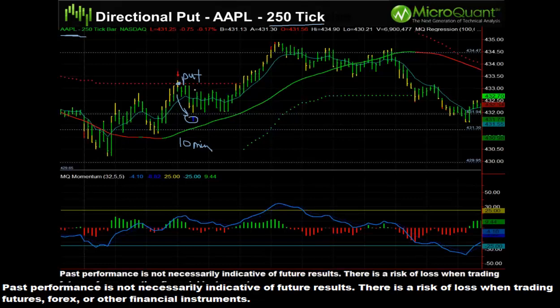But again, I'm kind of wanting to pull away from that. That's not the focus of what I'm trying to demonstrate. What I'm trying to show is just how we utilize directional puts. Again, this could be Monday through Friday.